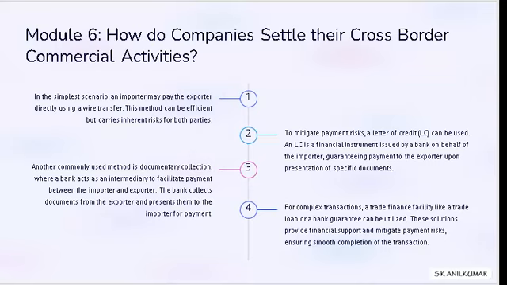Then a commonly used instrument is a documentary collection, where it can be DA or DP, documents against acceptance or documents against payment. The bank acts as an intermediary. The bank collects the documents and then collects the payments and gives the documents to the importer. For complex business transactions, you can have a bank guarantee or a standby LC. You can also have funding in the form of buyer financing or seller financing. These are the various ways in which money is borrowed or arranged by the buyer to pay the seller in an international trade.